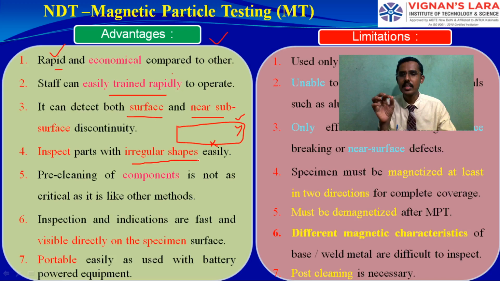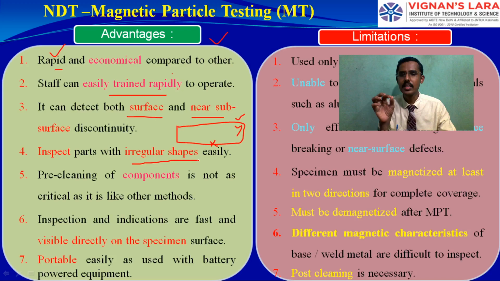Pre-cleaning of the component is not very critical; it is very easy at the surface. Inspection and indications are fast, visible directly on the specimen. We can see them after the red color. But one limitation is there: the inspector should go nearer to it. Because it is visual inspection, we have to go nearer.